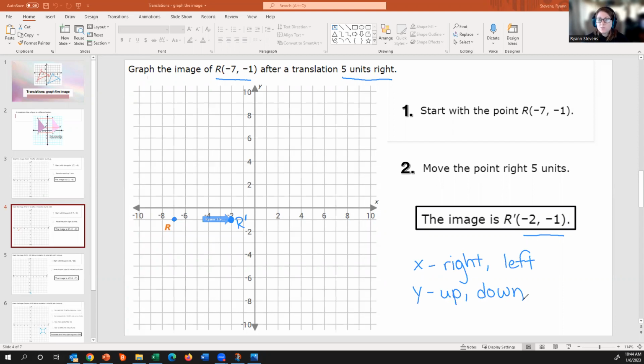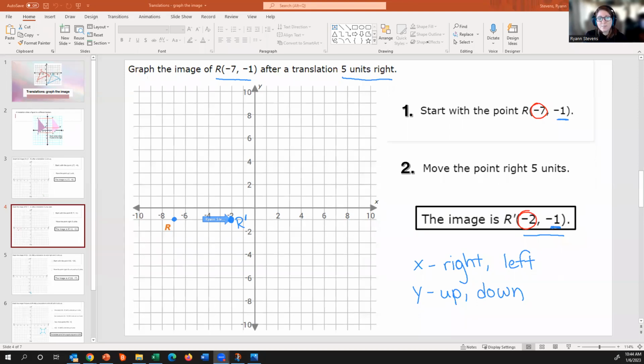So when we look at this and we see that it says we're going to translate this point 5 units to the right, we can see that our Y coordinates are going to stay the same, but our X's from our pre-image to our image are going to change, because we're moving left or right. In this case, we're moving to the right. If we're moving up or down, the X would stay the same and the Y coordinates would be different.